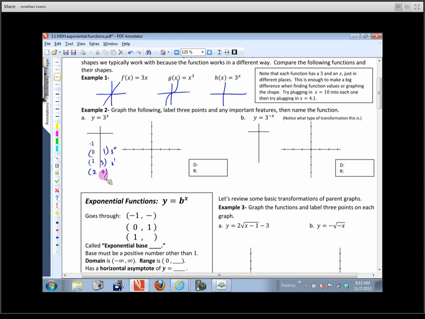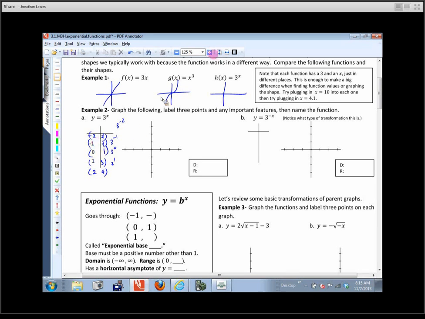Okay. What if I plugged in a negative 1? So this would be 3 to the negative 1. What does the negative in the exponent mean? Reciprocal. So this would be 1/3. And if I did plug in a negative 2, what would I get? 3 to the negative 2. I get 1/9. So here's what happens when I graph this.